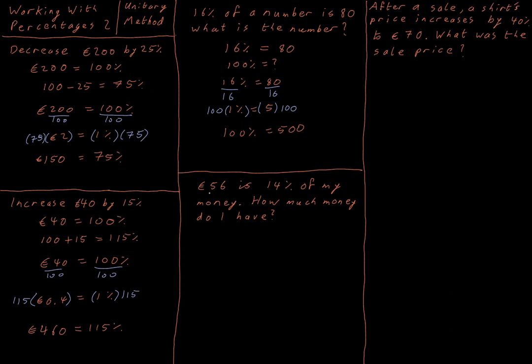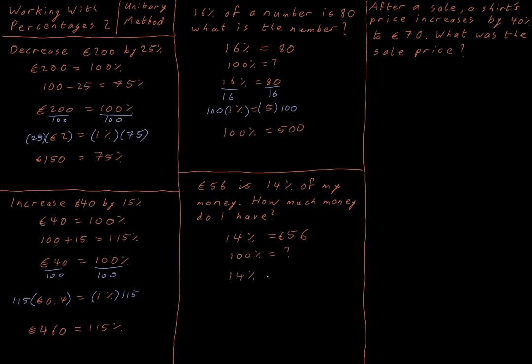Let's try another one. 56 euro is 14% of my money. How much money do I have? Okay, so I have 14% is my 56 euro. So I want to know 100%. What is my amount of money? Well, my amount of money is 100% of my money. So I want to know 100%. Same setup as we had here.